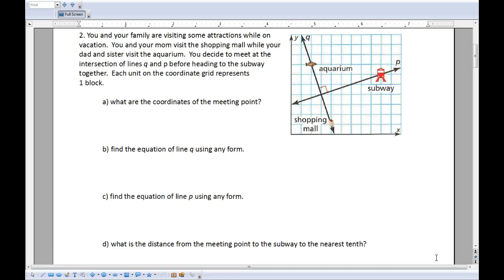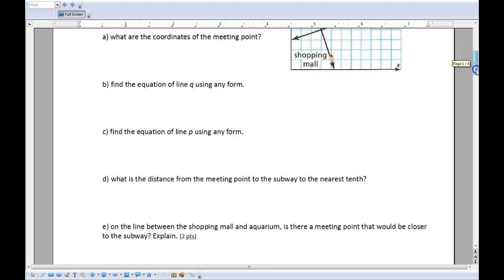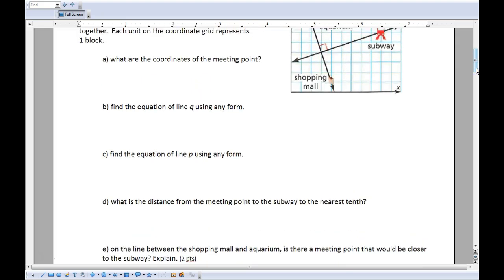Alright, moving right down. Are we done, or do we have more? On the line between the shopping mall and the aquarium, is there a meeting point that would be closer to the subway? Alright, so let's talk about this a little bit. This was 6.3. On the line between the shopping mall and the aquarium, so on this blue line that we had there, on that line, is there a meeting point that would be closer to the subway? And the answer is no. I mean, if we want to meet at the subway, this is the closest spot.